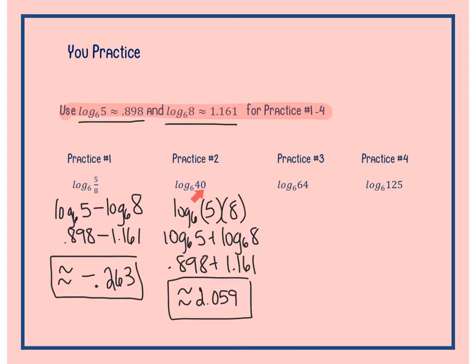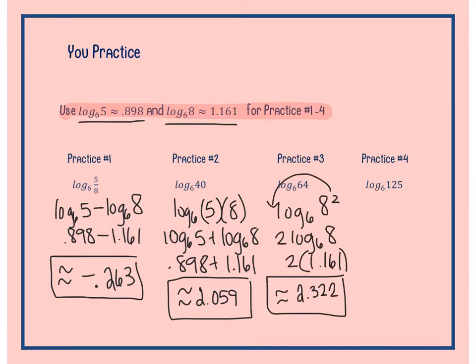I had a 40, but remember, all I had was a 5 and an 8. How do I get a 40 from 5 and 8? Well, I multiply them. And the product property says when I multiply two of them, I can actually add them together to get my answer. Okay. Go ahead and try number 3 and 4 on your own. Pause the video. When you come back, your answer will be there.